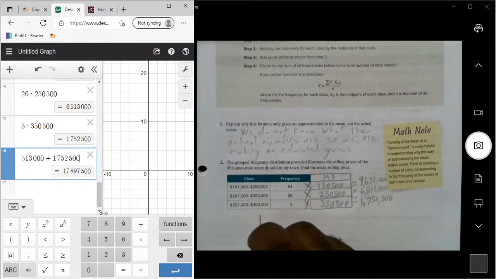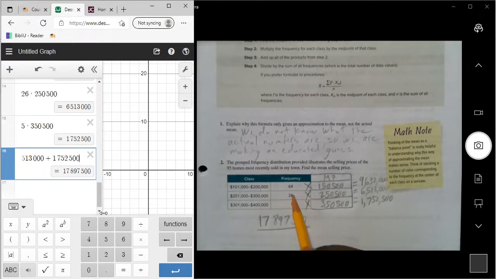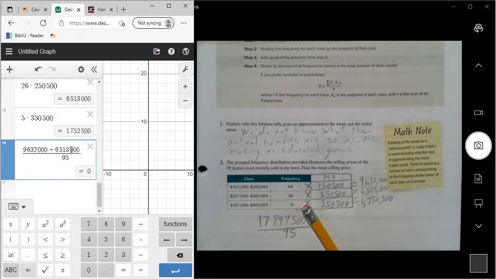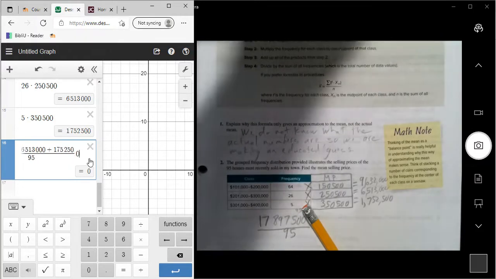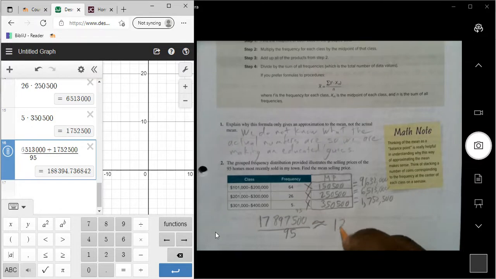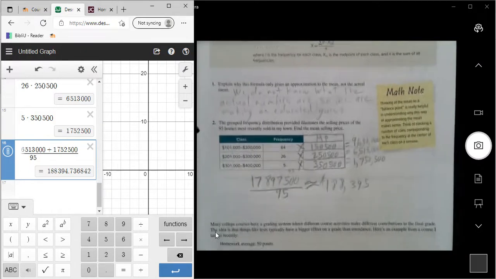All right. So that would give us 17,897,500. And it's divided by the frequency here. This would be 95 here. So that's 95. So 95 would be in our denominator. So when we divide that by 95, it'll give us approximately $188,395. They rounded to the nearest dollar. Okay, so that takes care of using the mean with group frequency.